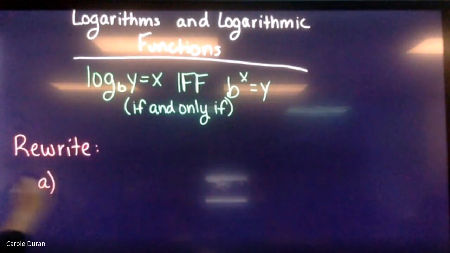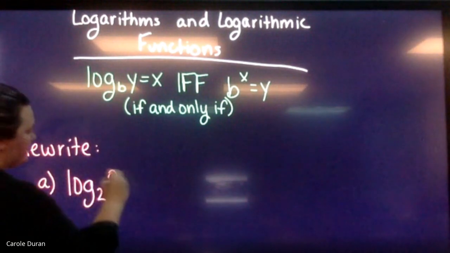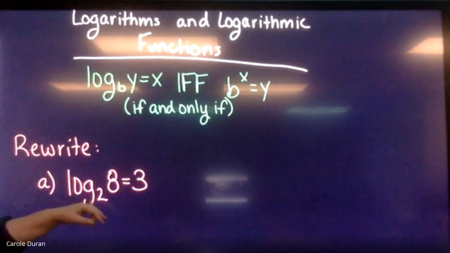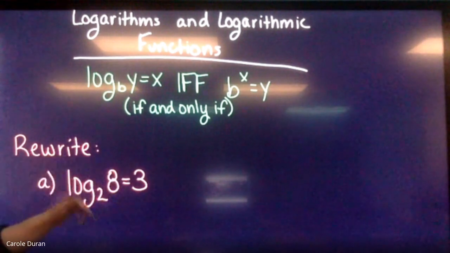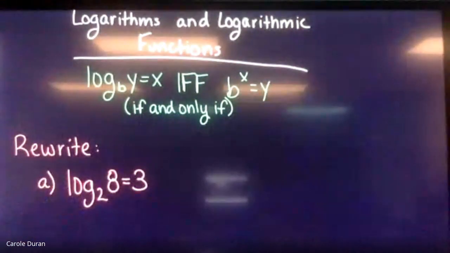The first one that we are rewriting is log base 2 of 8 equals 3. Make sure your base is set below where your 8 is. We should be able to tell the difference between a sub 2 and a 2 or number that exists here. The sub 2 is your base. Make sure you can tell the difference in your handwriting.